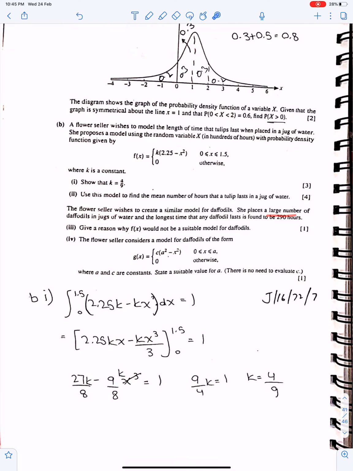She places a large number of daffodils in jugs of water, and the longest time that any daffodil lasts is found to be 2.9 hours, because the scale is hundreds of hours, so this should be 2.9. You need to divide this by 100 according to this scale. So the longest time is 2.9, and the longest time of this model is 1.5, and the longest time for this model should be 2.9. So this f of x is not a suitable model for daffodils. Since the longest time for daffodils is 2.9 and the longest time of this model is 1.5, therefore f of x would not be a suitable model for daffodils.